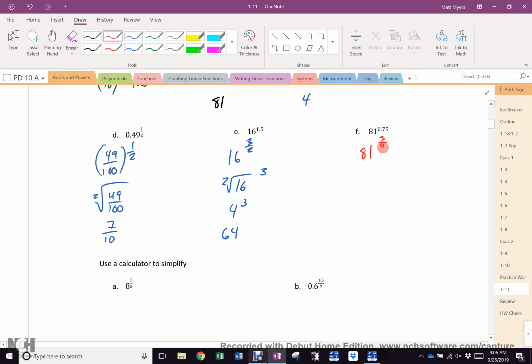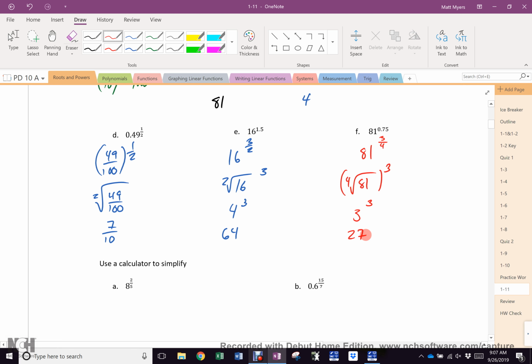3/4. Where does the 4 go? What is the 4th root of 81? Because we just did it in B right above. No. 3 cubed, which is 27.